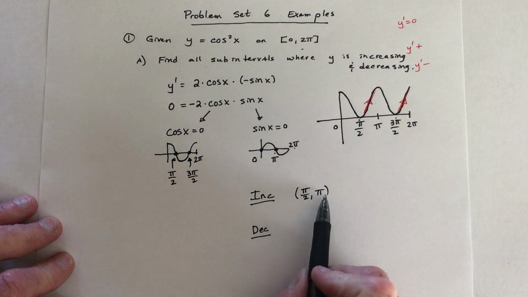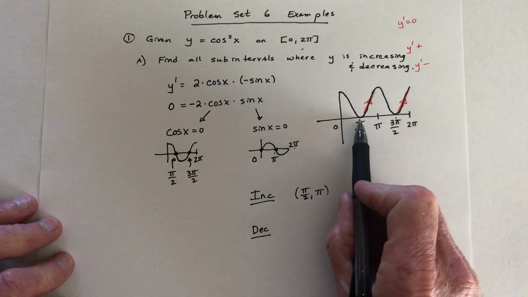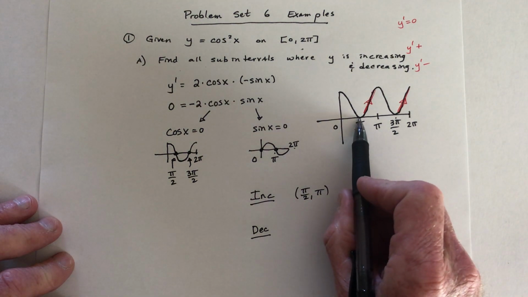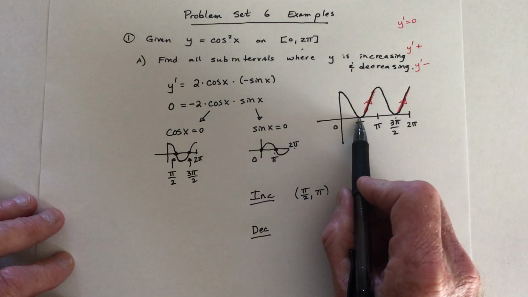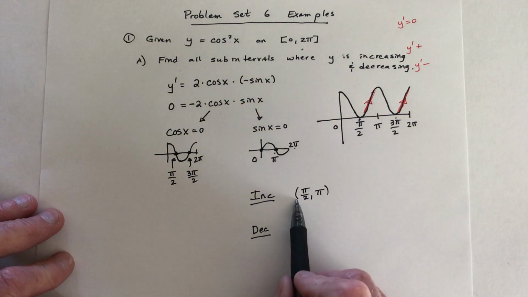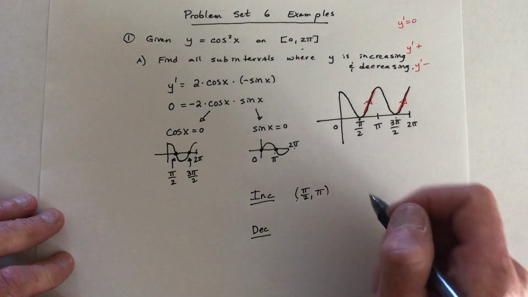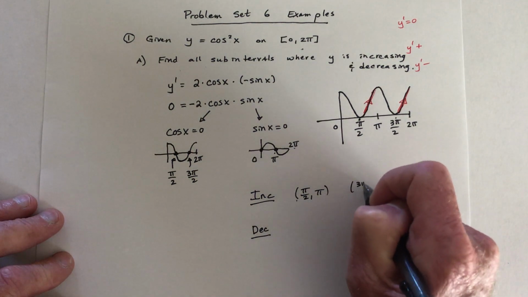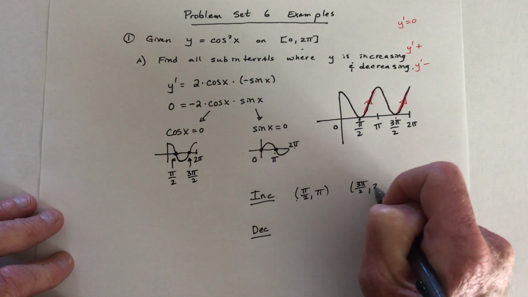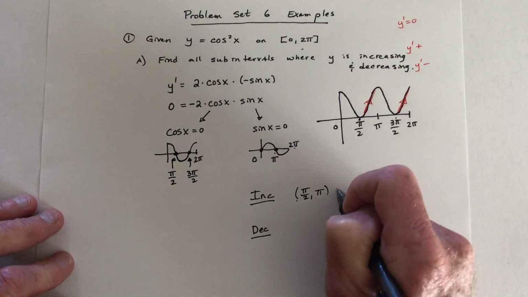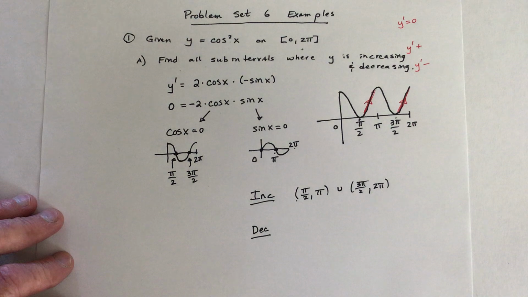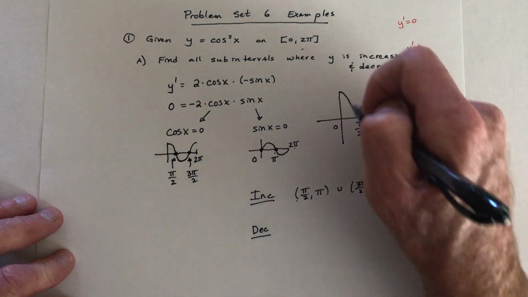And notice that these are round parentheses because at pi over 2, it gets to the bottom, which is where it's neither increasing or decreasing. So this needs to be a round parenthesis. And then also from 3 pi over 2 to 2 pi. And then put a union in between, and we're done with the increasing.